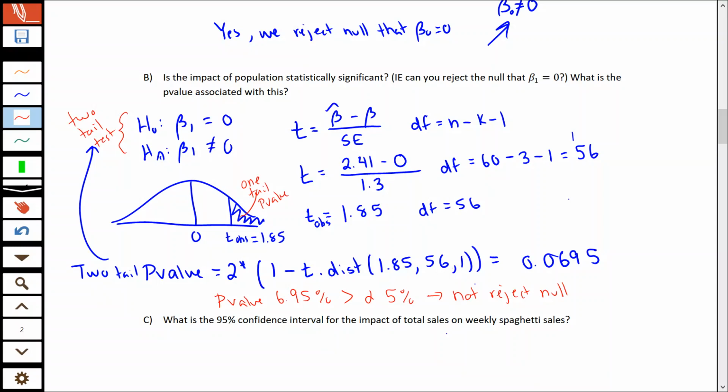And if we don't reject the null in a regression, this means that it's not statistically significant. Right? We're saying, hey, that relationship, if that coefficient might as well be 0, if we can't reject that null that it's 0, then we probably shouldn't be including that variable in our model.